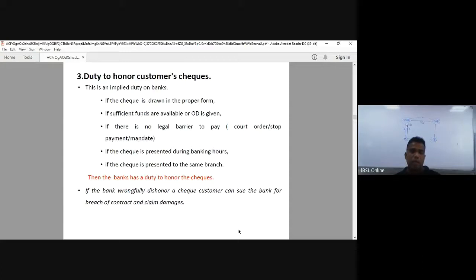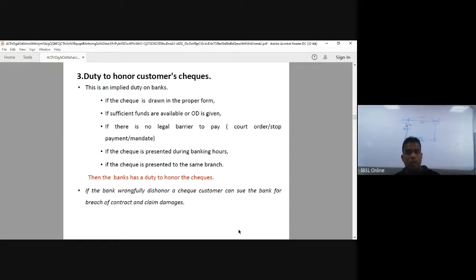Third one, you have to see if there is any legal barrier to pay the check. Sometimes you get court orders seizing the accounts, or restricting the bank from paying checks, or sometimes you get orders from the Inland Revenue Department ordering the bank to seize the customer's account.